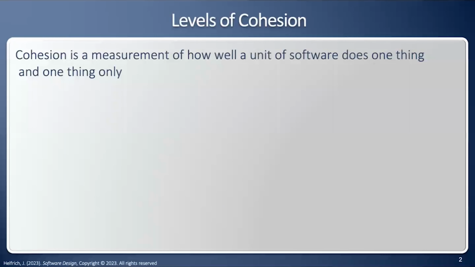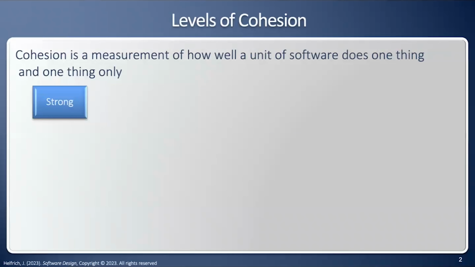We will start with a definition of cohesion. Cohesion is a measure of how well a unit of software, usually a function, does one thing and one thing only. Notice there's two parts to the definition. Does one thing, which means does it completely, and does one thing only. In other words, it doesn't do multiple tasks.